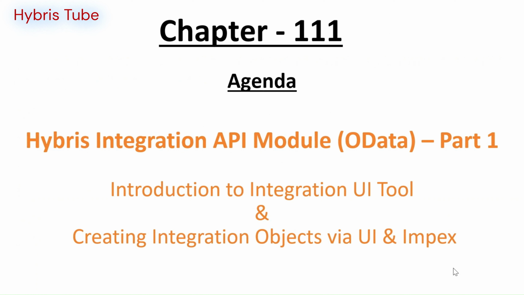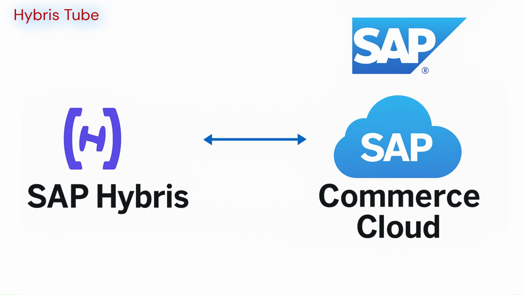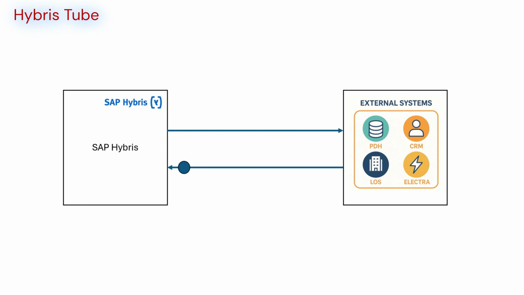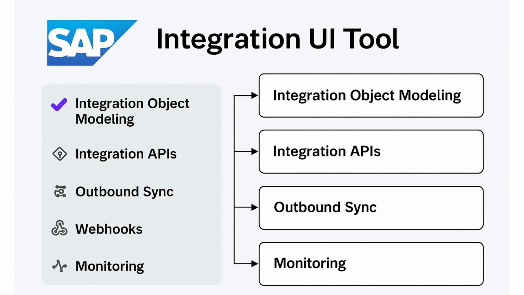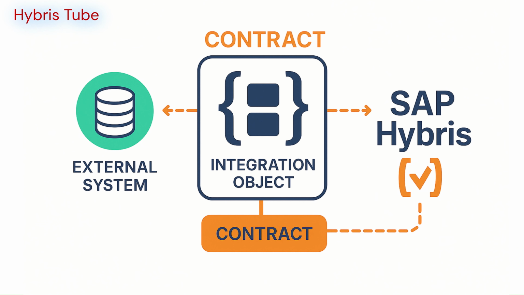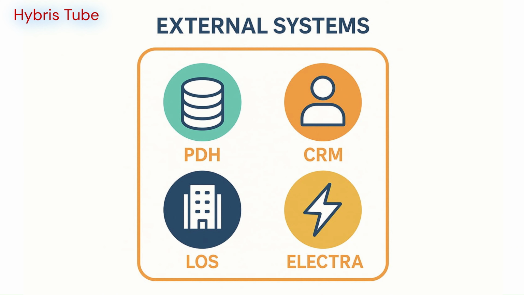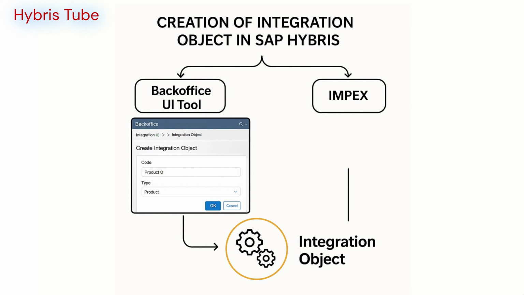In this series, we will demystify how SAP Commerce, also known as SAP Hybris, communicates with external systems, whether it is order data, product data or customer information. This video is the first episode in this series, and by the end of today's session, you will have a solid understanding of what the integration UI tool is, what an integration object is, how SAP Hybris talks to external systems, and how to create integration objects using both the UI tool and Impex scripts.